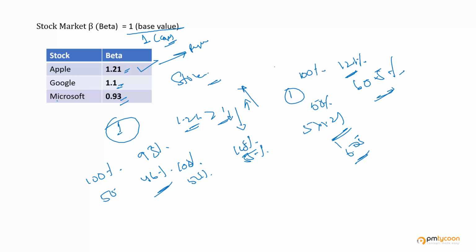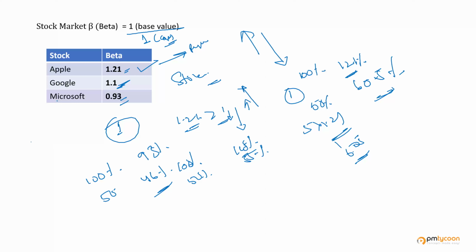When the market is bullish, the stock will jump really high. When the market is bearish, the stock is also going to fall really hard. And if you look at Google, right now it's 1.1.